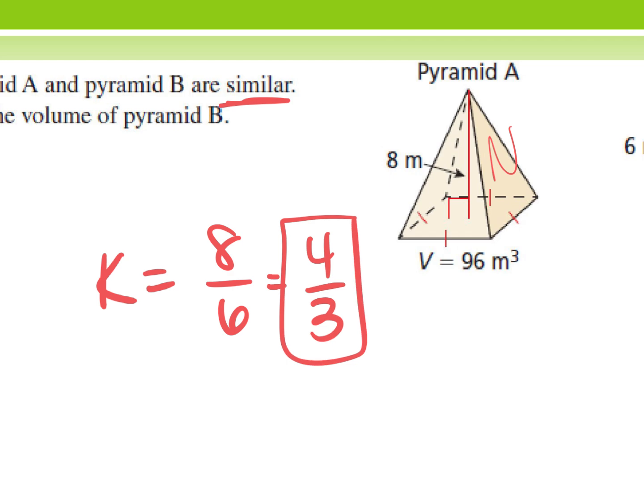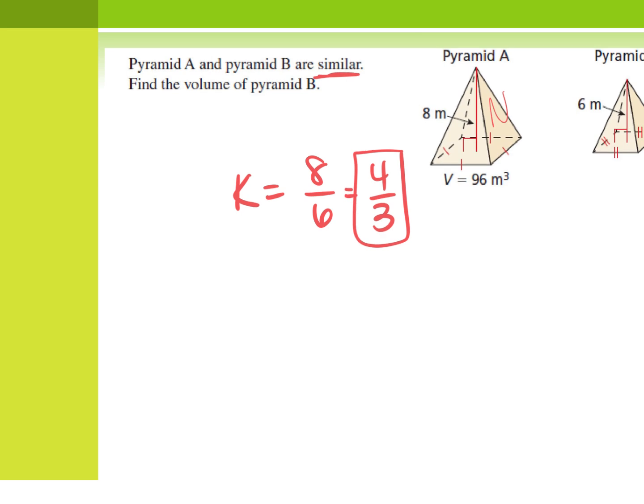Do I use 4 over 3 or do I do something else to it? So I do 4 over 3 equals 96 over v, the volume of the other figure. You cube the 4/3. Why do I cube it? But what are we comparing here? Volume. And volume is how many dimensions? 3. Okay, it's 3-dimensional. So we have to cube our scale factor.